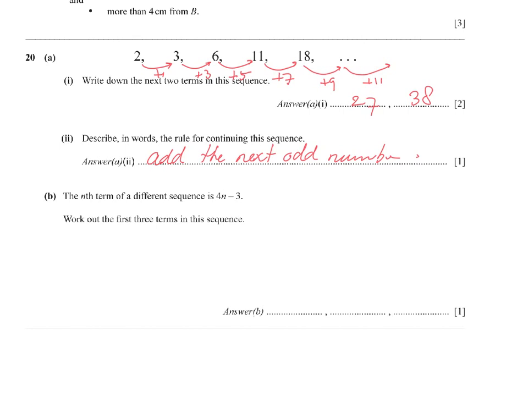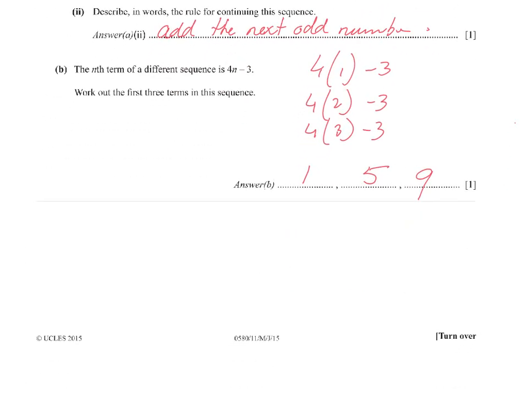Okay. The nth term of a different sequence is given by the expression 4n minus 3. Work out the first 3 terms. So for term 1, it will be 4 times 1 minus 3. For term 2, 4 times 2 minus 3. And for term 3, 4 times 3 minus 3. So that is 1, 8 minus 3 is 5, and 12 minus 3 is 9. 1, 5, 9. Very nice.